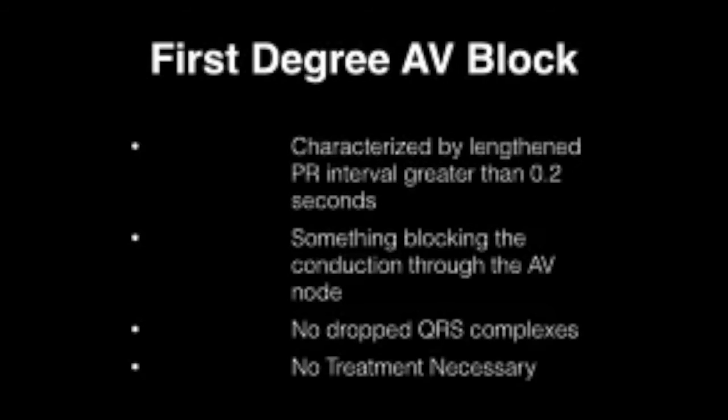The thing to remember about this is that no treatment is necessary. These patients are usually asymptomatic, don't even know they have anything wrong with their heart, and it's basically something blocking the conduction through the AV node. There are no dropped QRS complexes, which is a key characteristic of this. How you would see this on the exam is a simple rhythm strip, and have you identified that it's first degree AV block? So kind of get yourself familiar with that.